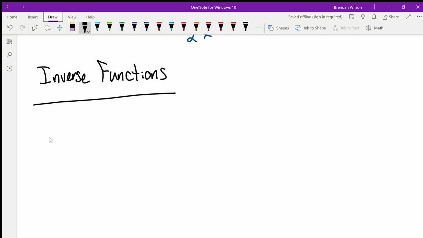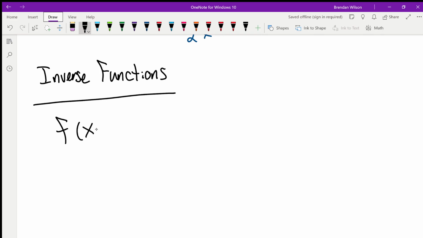So the last type of function that we haven't really seen how to take the derivative of is the inverse function. So it's not really a type of function. It's more like a general class on its own, right? So just a little bit of a reminder of what an inverse function is real quick, right?